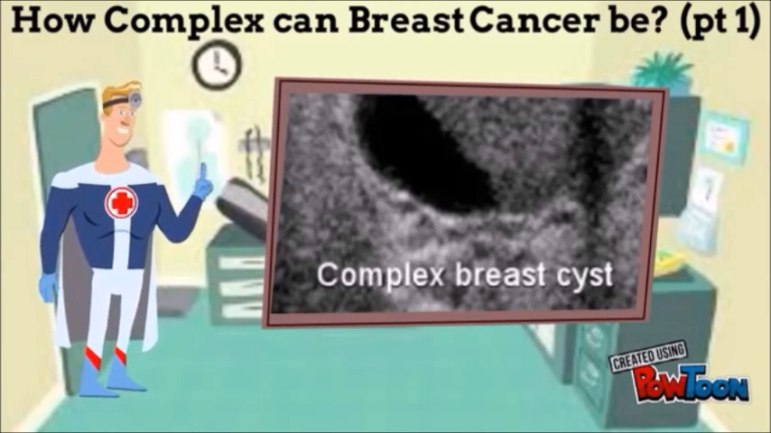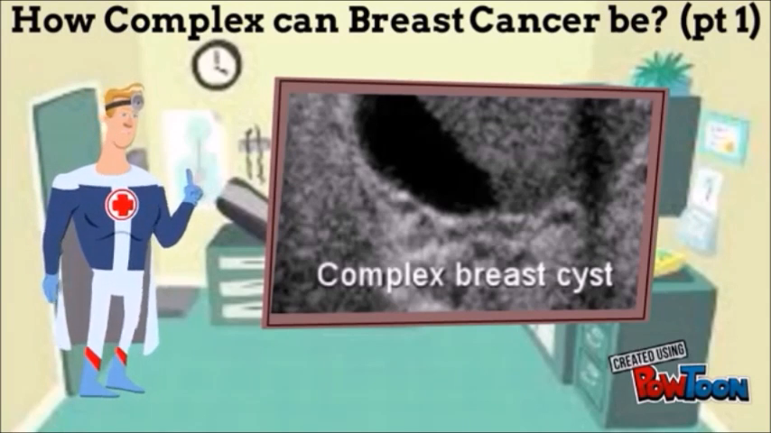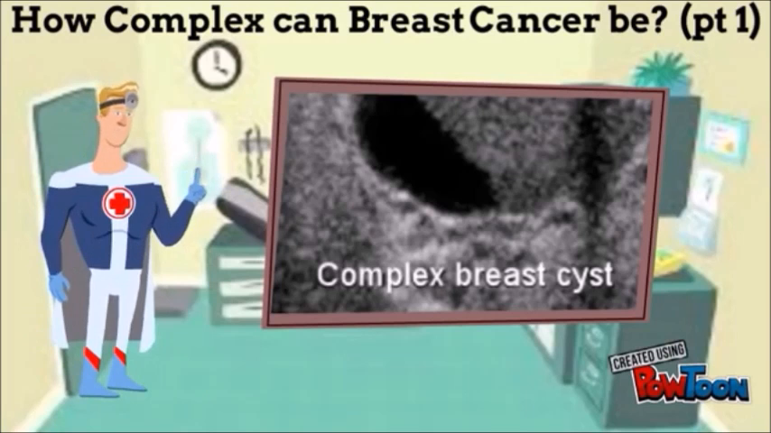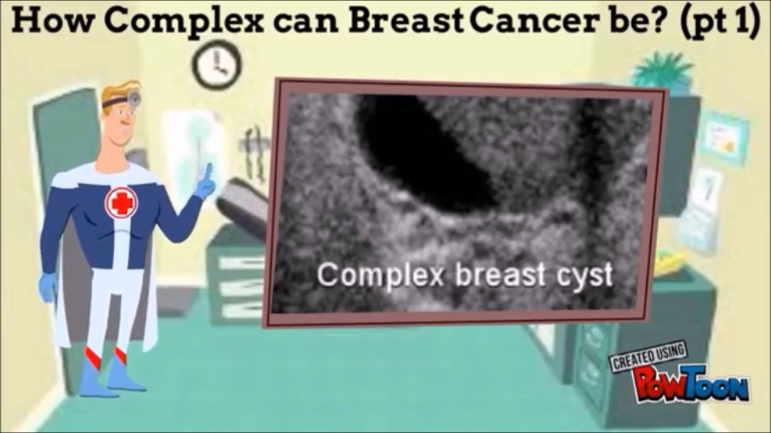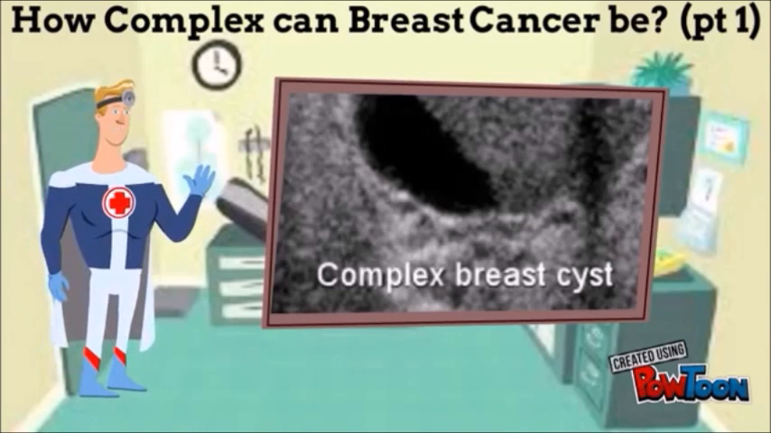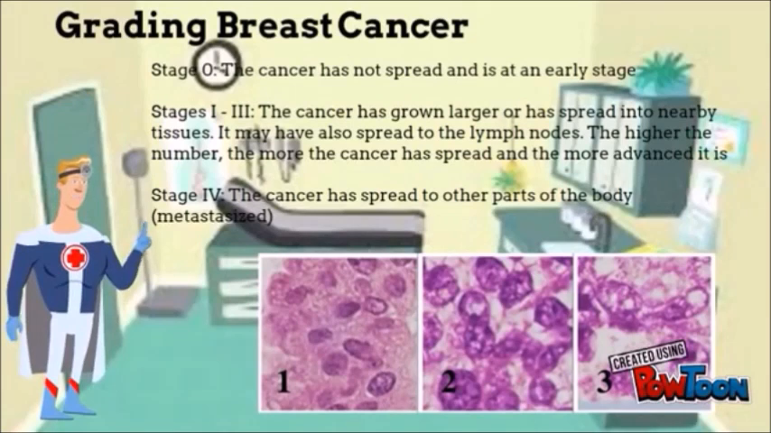DCIS contains proliferated monomorphic neoplastic epithelial cells that fill the ductal lumina. Infiltrating ductal carcinoma can consist of granular or solid clusters of malignant tumor cells. The grading of breast cancer can go from stage 0 to stage 4.